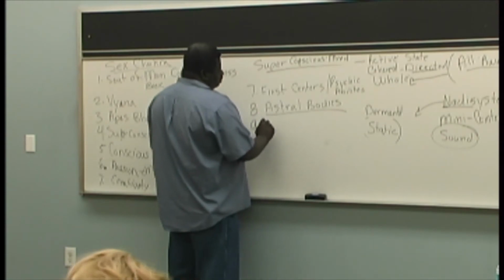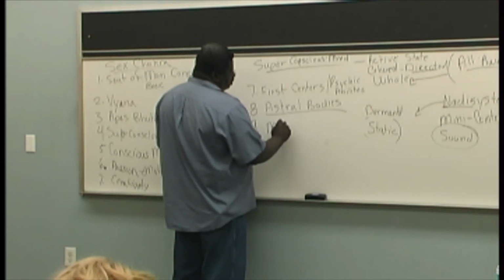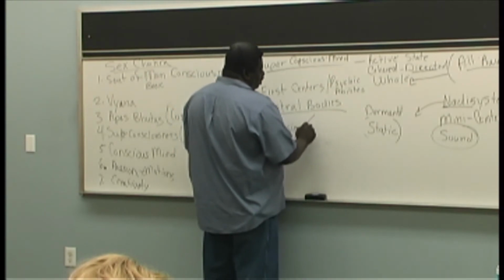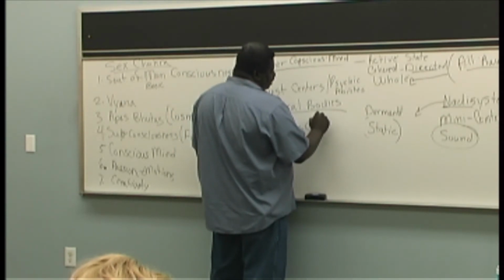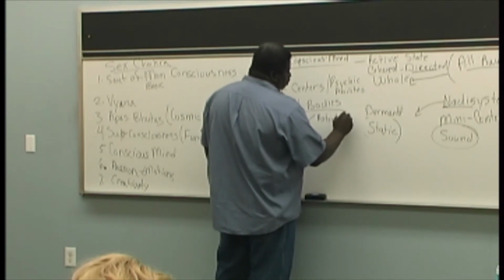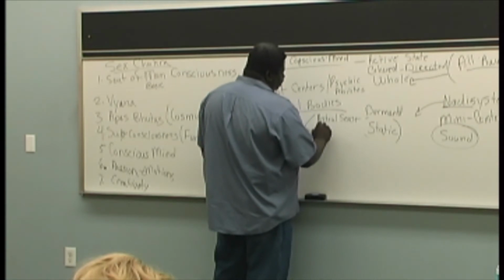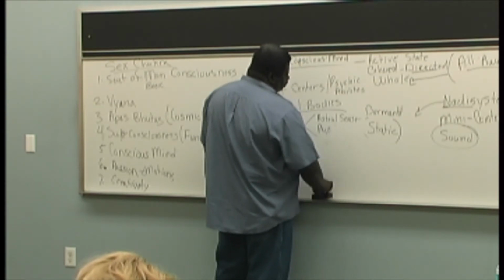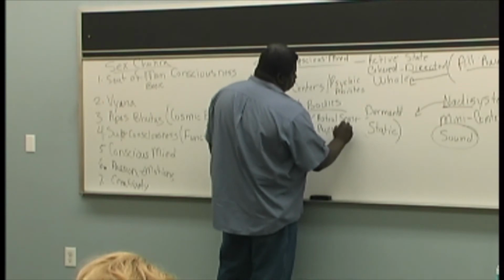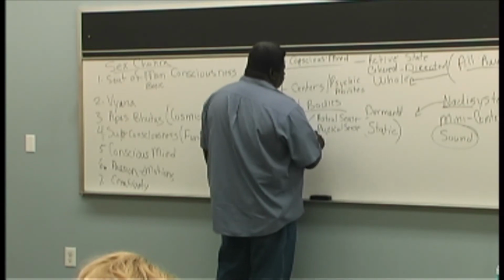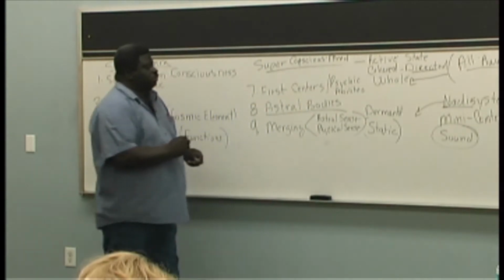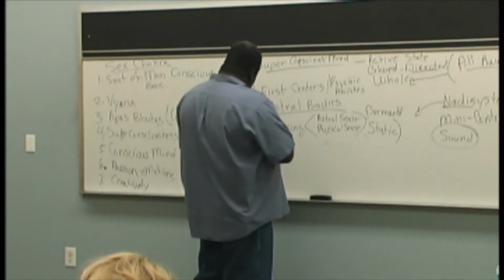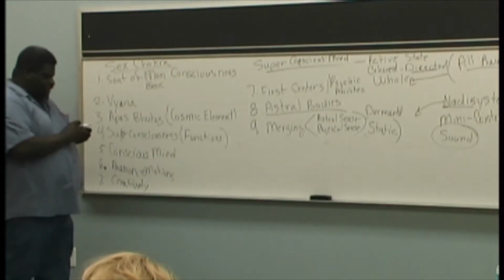You have a merging of what? The emotional bodies, correct? The astral senses with the physical senses. You have a merging of the astral senses and the physical senses, and it happens in that center. Okay? So a lot happens in the sex center.